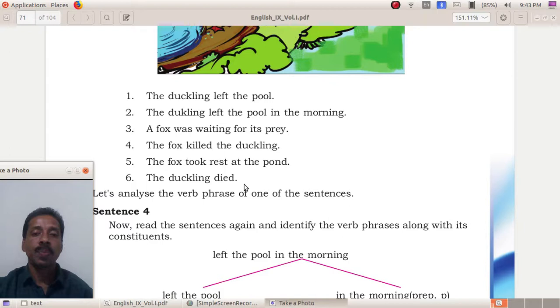So here, some of the sentences are given. The first sentence: The duckling left the pool. Which is the noun phrase there? The duckling. Verb phrase, left the pool. The duckling left the pool in the morning. So verb phrase, left the pool in the morning. Okay, likewise you can find it out.